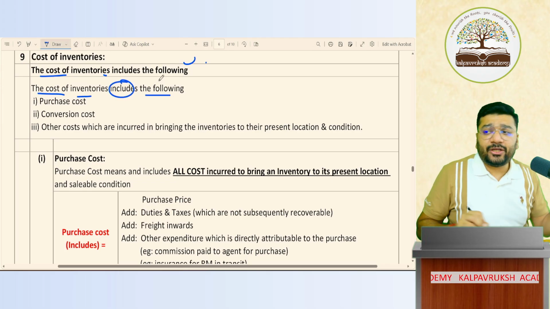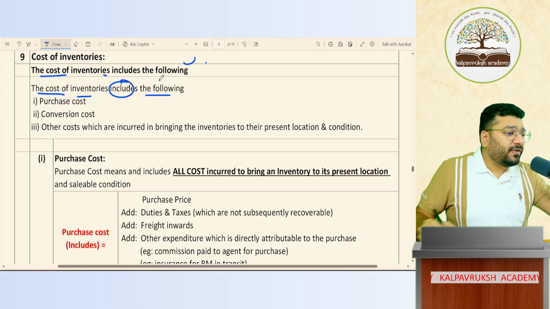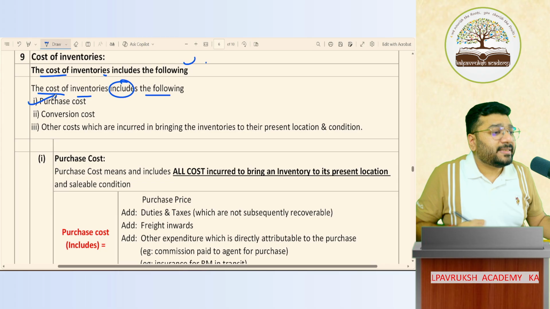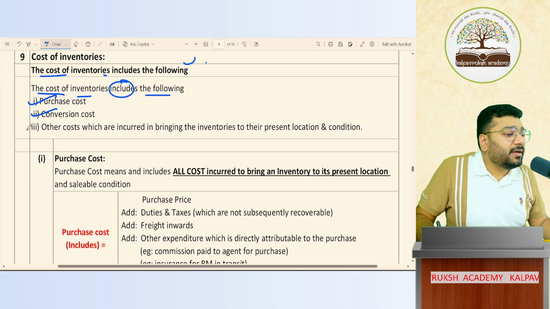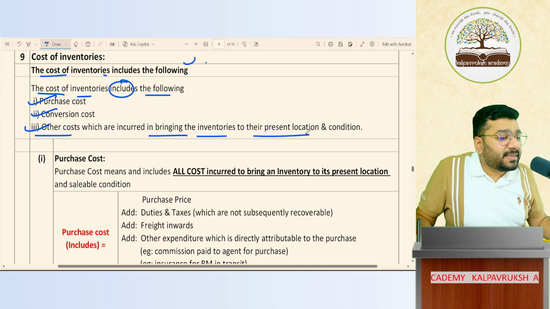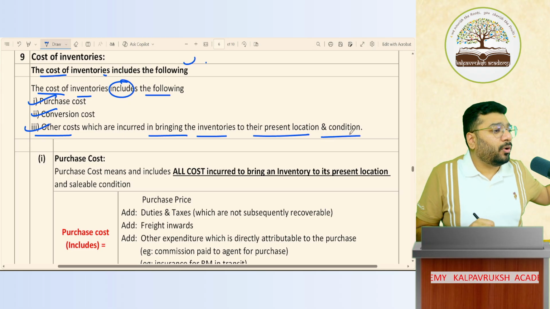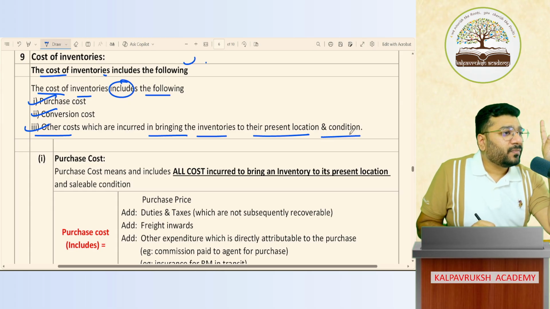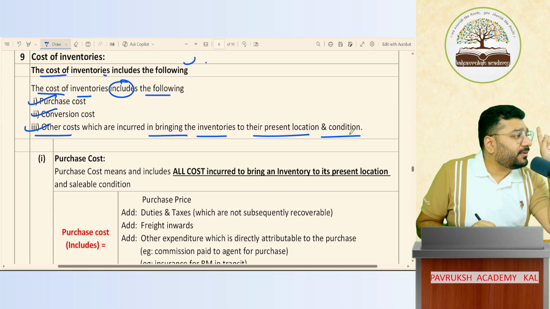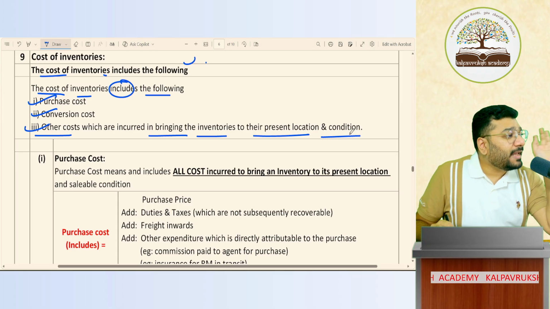So a 3-way bifurcation has been laid down in Accounting Standard 2. The first thing is purchase cost. Second is conversion cost. Third is other cost which is incurred in bringing the inventories to the present location and condition. Very, very important. You might get this for 1 mark. What are the components of cost of inventories? Or what does cost of inventories include? For 1 mark, you'll get it. You have to write it as it is.